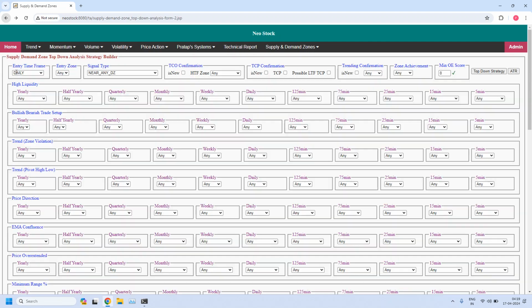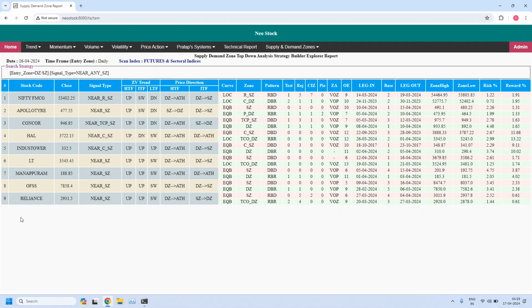So let's go back. For daily time frame, let us find the stocks near daily supply zone. So 9 stocks are filtered. And let us identify high liquidity supply zones from this list. The first one, Nifty FMCG, is an index. Let us leave that. We have Concor. This is a high liquidity zone, already tested once. And the next one is HAL, Hindustan Aeronautics Limited. This is a fresh zone. You need to fine tune the zone and you need to check the quality of this zone.